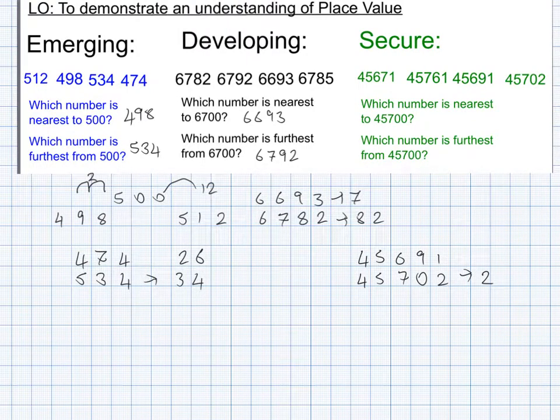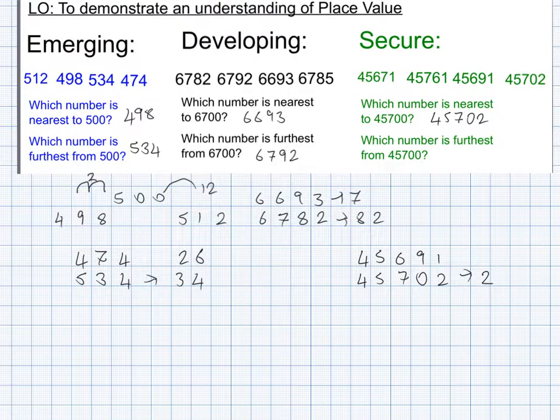So what you need to do then is establish whether this is 2 less or more than 2 less. Well, the easiest way to do that is count on. So we go from 45,691, 45,692, 45,693, and already we know it's nowhere near. So the number which is nearest to 45,700 is 45,702.